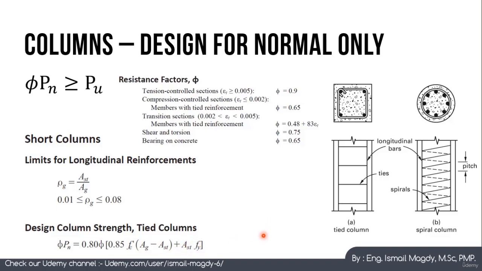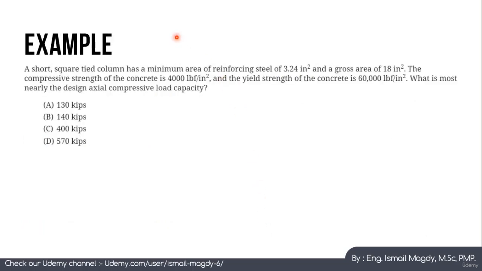So let's have an example on this. Here we have a short square tied column, which has a minimum area of reinforcing steel of 3.24 inches squared. This is the area steel, and the gross area is 18 inches squared. This is the area gross. The compressive strength of the concrete is 4000 psi. This is the f'c, and the yield strength of the steel is 60,000 psi. This is the f yield. What is the most nearly the design axial compressive load capacity?